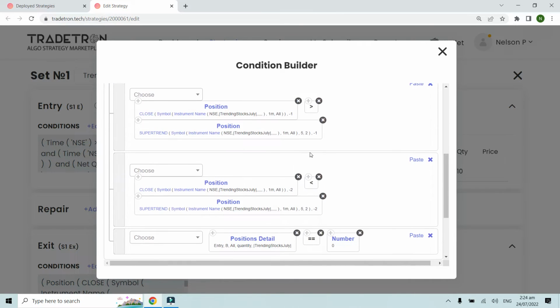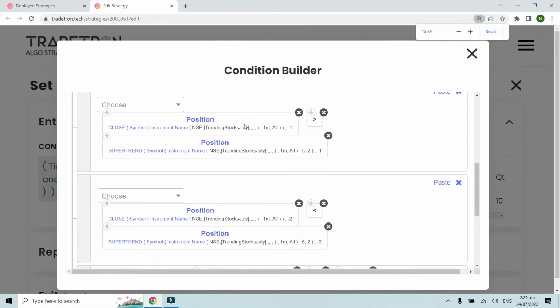And then we are checking on a 1 minute time frame on an NSE trending stocks July list name that the 5-2 parameter of super trend should have an upside crossover. So that's the reason why we are saying that the close of the 1 minute candle of the previous candle, that is 1s1, should be greater than the super trend of 5-2 parameter.